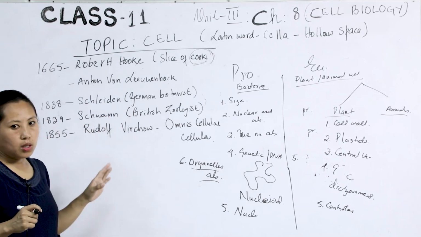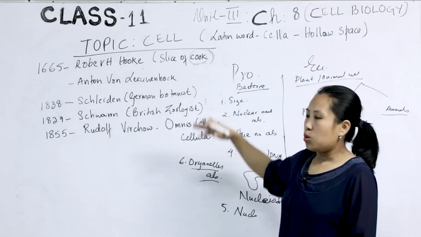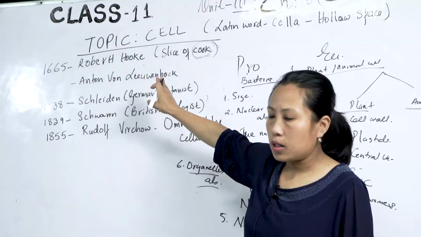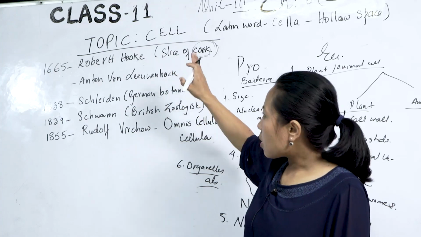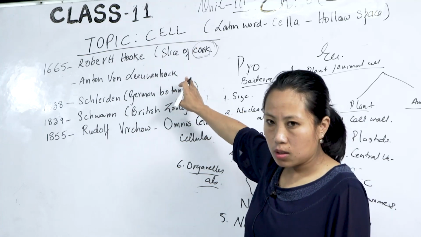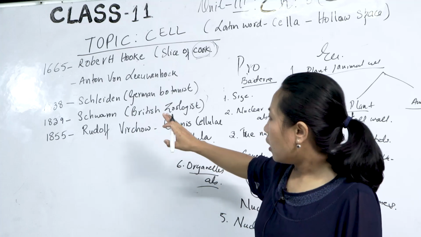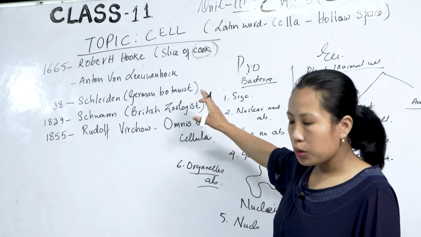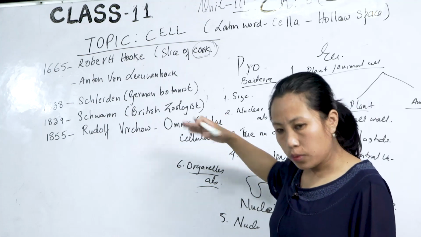Okay, so just before we wind up this class, let's briefly look into the topic again. Cell is derived from a Greek word, cella, meaning hollow space. It was first observed in 1665 by Robert Hooke in a slice of cork, and he observed that the cells were dead. The first living cells were observed by Anton van Leeuwenhoek. Nevertheless, the term cell was given by Robert Hooke in 1665, and the first cell theory was proposed by Schleiden and Schwann. However, the theory could not explain how new cells were formed, and therefore it was rejected.